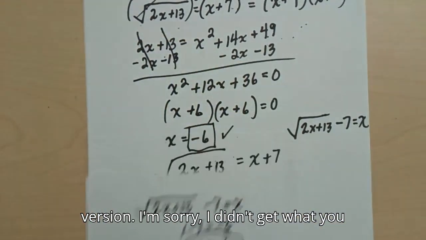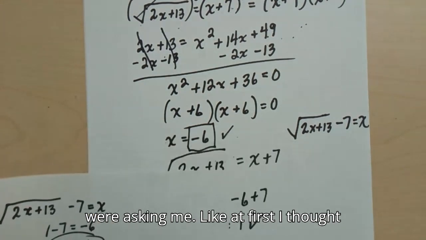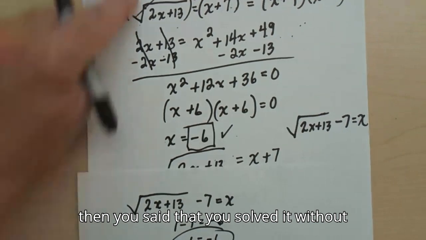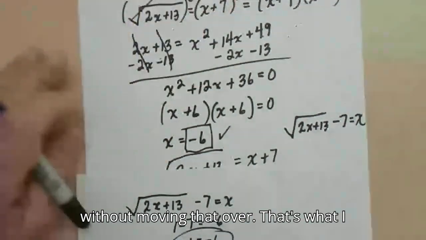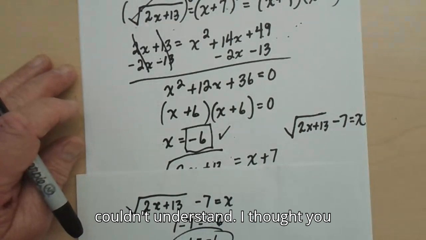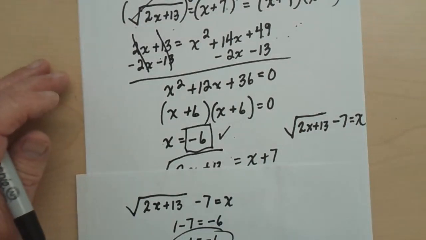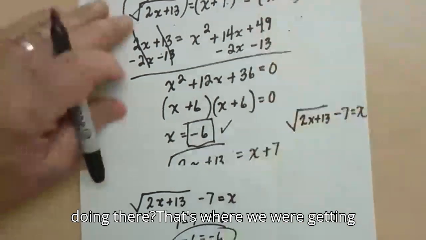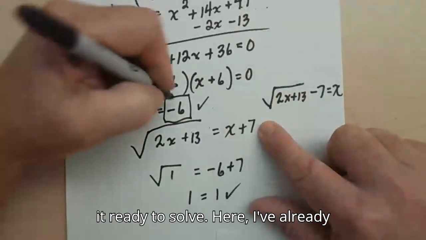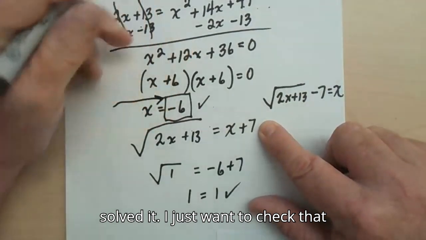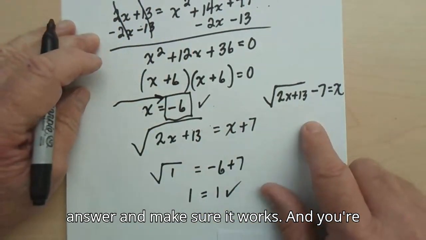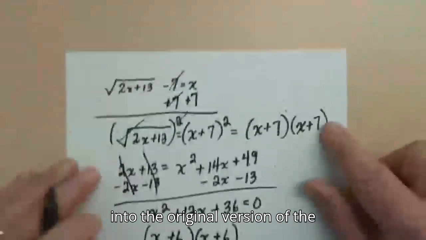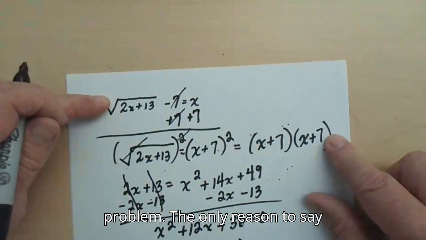I'm sorry, I didn't get what you were asking me. At first I thought that might be what you were asking, but then you said that you solved it without moving that over. That's what I couldn't understand. I thought you were solving it right there with the x plus 7 on the other side. What were you doing there? That's where we were getting it ready to solve. Here, yeah, there. I've already solved it. I just want to check that answer and make sure it works. And you're right. I should have plugged -6 into the original version of the problem.